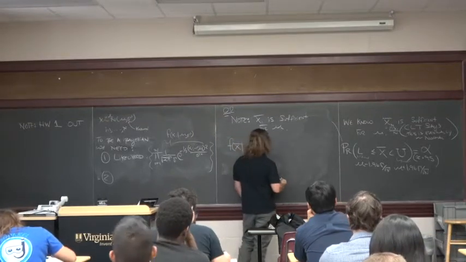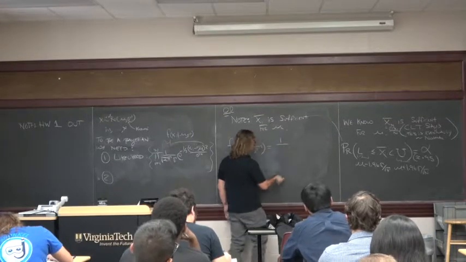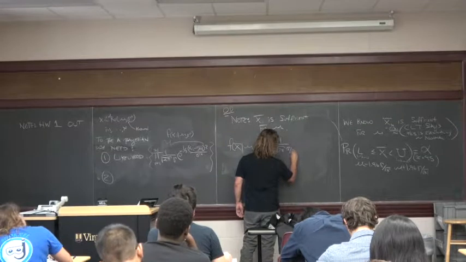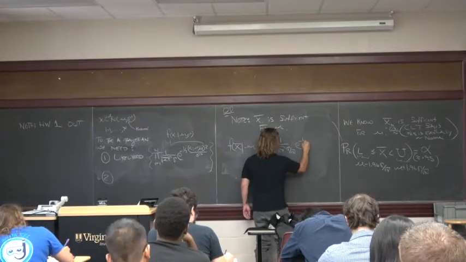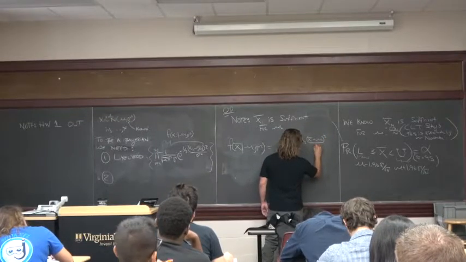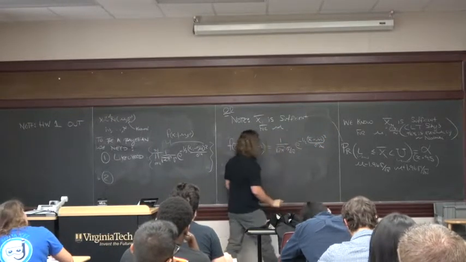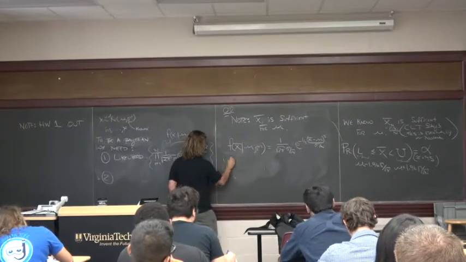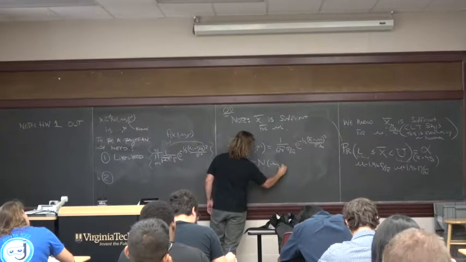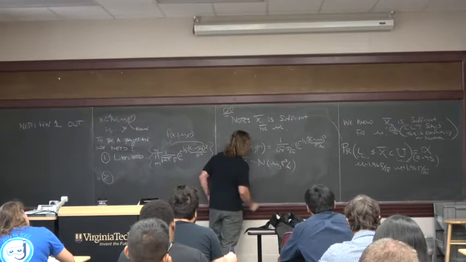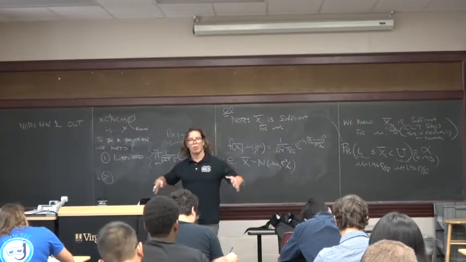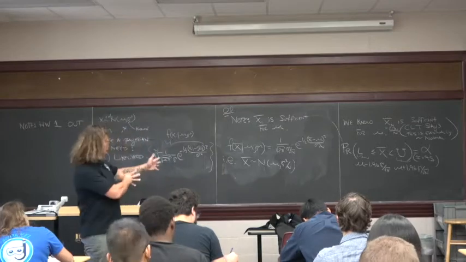And so this is going to be 1 over square root 2 pi sigma over root n, e to the minus 1/2 x bar minus mu squared over sigma squared over n. So x bar is distributed normally with mean mu and variance sigma squared over n. That's why we like using x bar, because it drives down variances. We get more precise about learning mu.